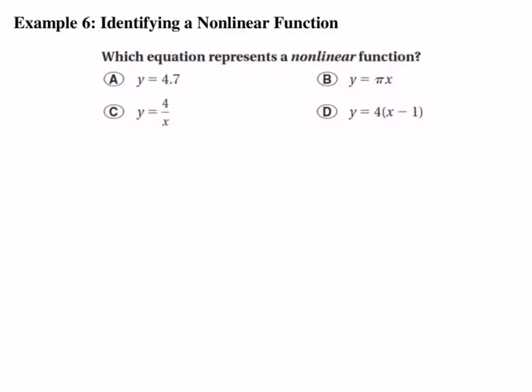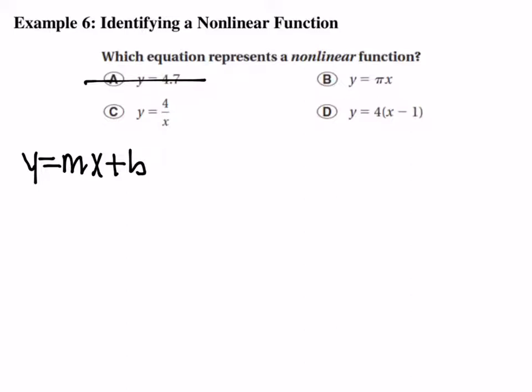All right, your last example before you move on to your practice in your packet. Which equation represents a nonlinear function? So they're saying which one does not follow the pattern y equals mx plus b. So we are going to look at each of these individually. So part A here, y equals 4.7. That would be a horizontal line at 4.7. That's linear, it's a straight line. So we can get rid of that.